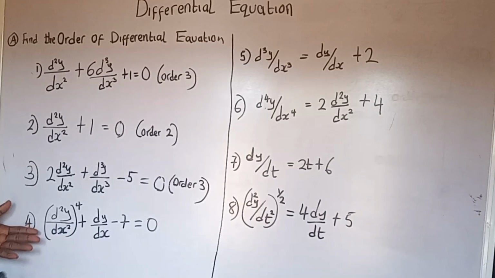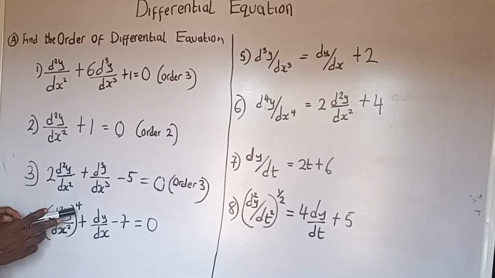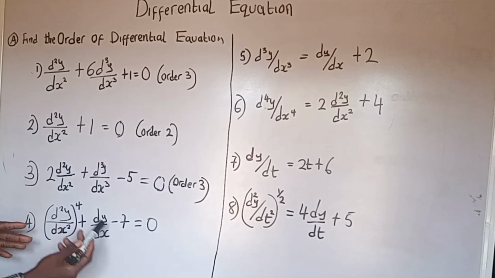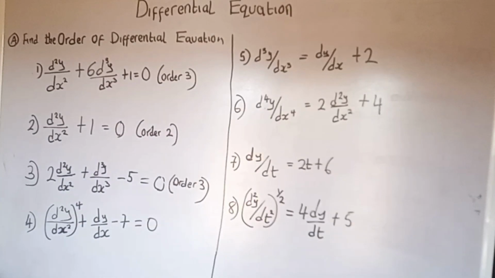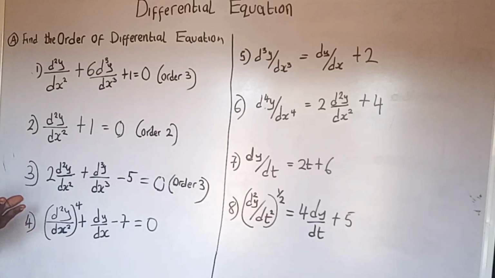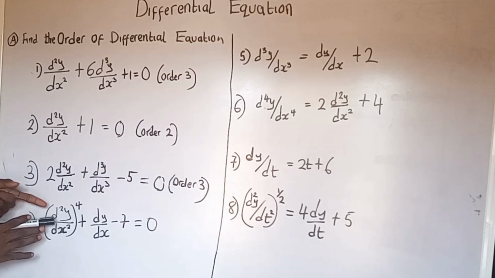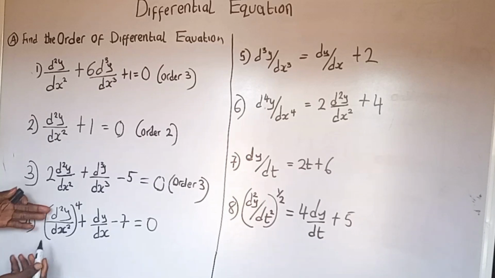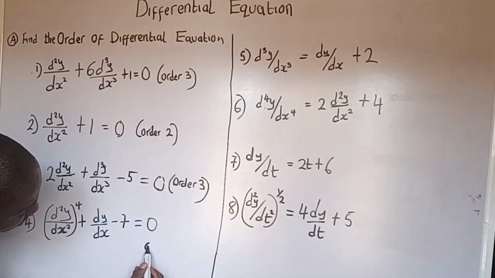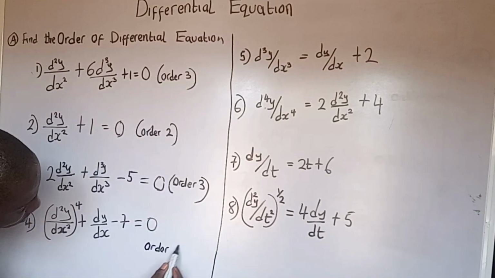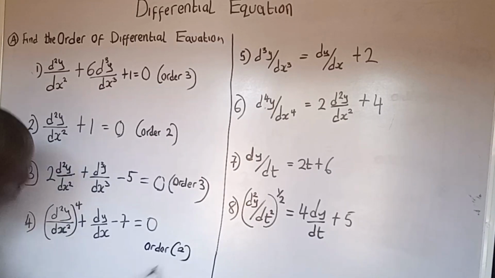Now for question 4, I have (d²y/dx²)^4 + dy/dx - 7. Don't forget that the order of a differential equation is the order of the highest derivative of the dependent variable with respect to the independent variable. So the order of the highest derivative here is d²y/dx², and the order of this equation is 2.